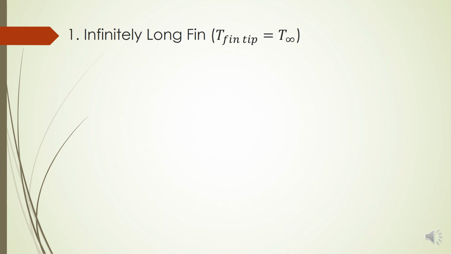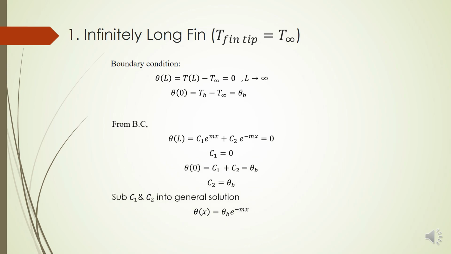Now we look at the derivation of the first condition, which is infinitely long fin. First, the boundary condition is theta L equal to 0, which means TL minus T infinity. And also theta 0 equal to TB minus T infinity, or we let it be theta B. From the boundary condition, we could get C1 equal to 0 and C2 equal to theta B.